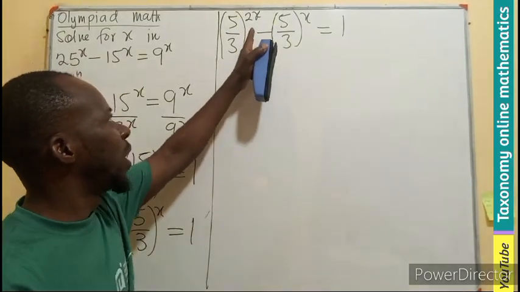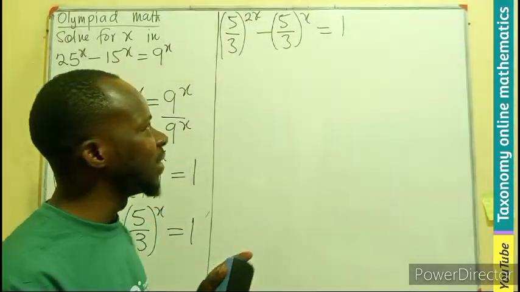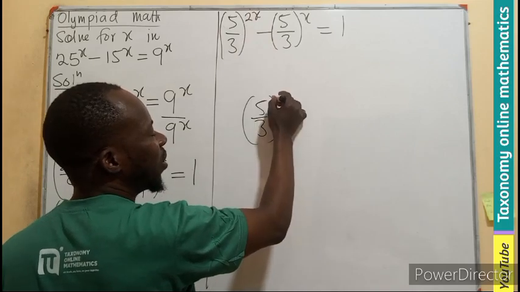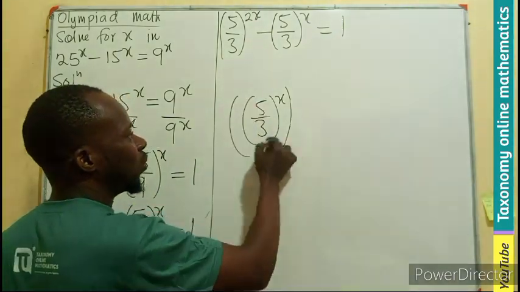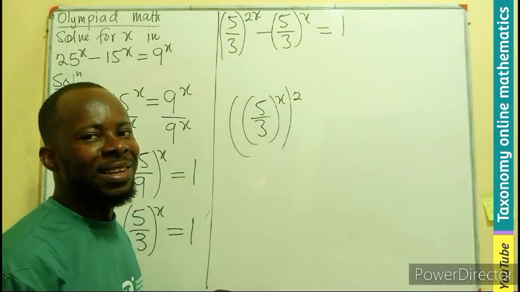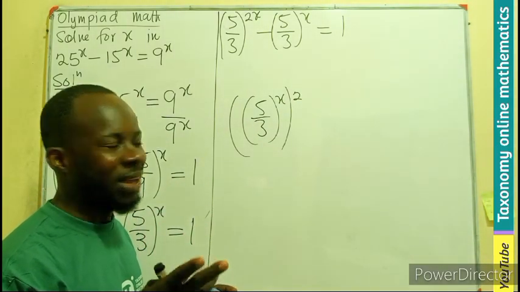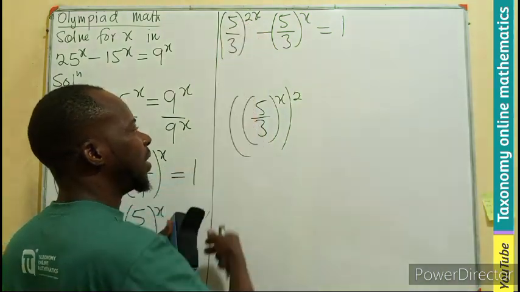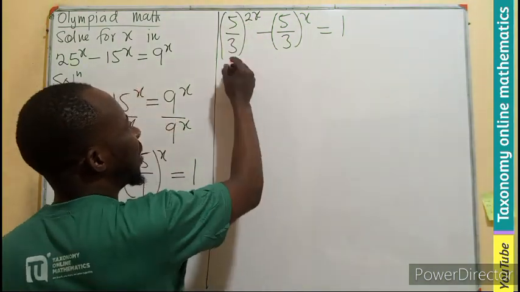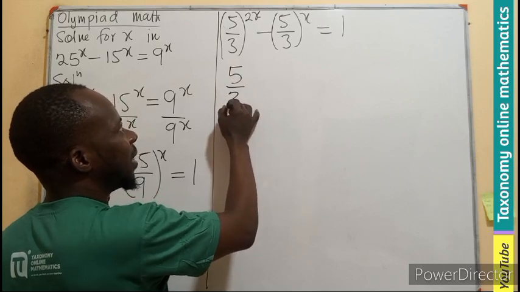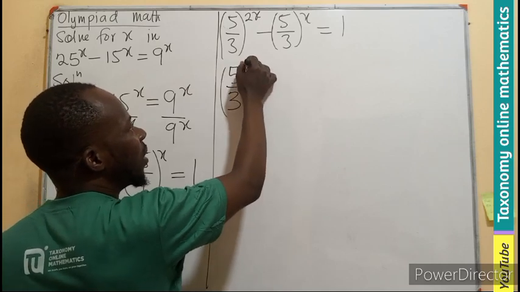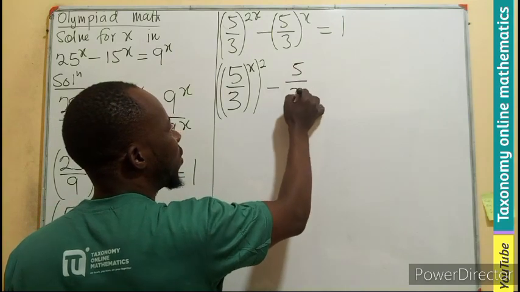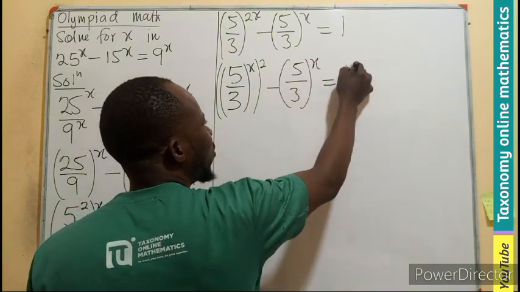Okay, let's see. We are aware that multiplication is commutative, right? So even if I have (5 on 3)^x, all these can also multiply by 2. Do you get that? Commutative property of multiplication. So the whole of this multiplied by this will give me the same thing. So let's rewrite that as ((5 divided by 3)^x)^2 minus (5 on 3)^x equals to 1.